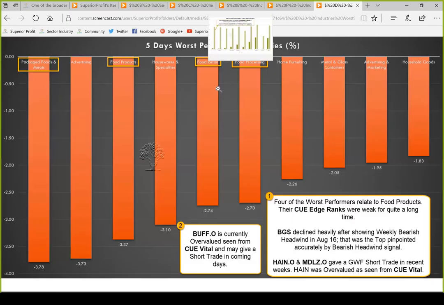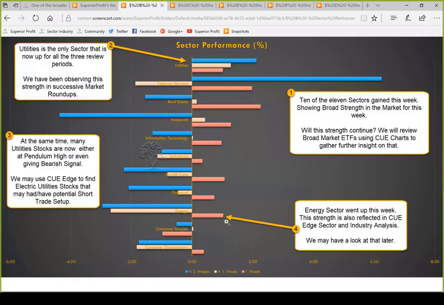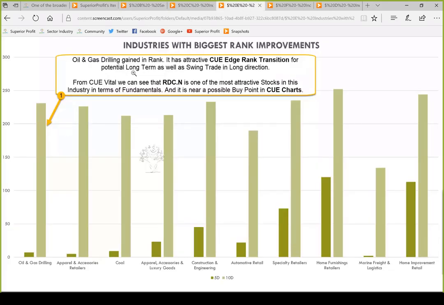Let's now look at the biggest rank improving and biggest rank declining industries. We saw in the sector graph that energy improved strength this week. Here we saw that the energy sector went up this week, but for many periods it was going down. In addition to best performing industries, we study the biggest rank improvers because often the biggest rank improvers end up being one of the best performers in subsequent weeks. We see that happening over and over again, not always, but often.